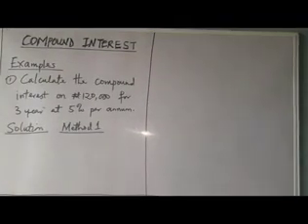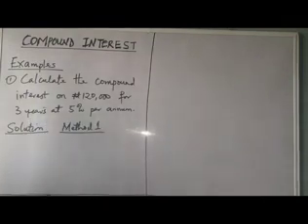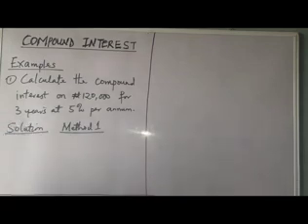Alright, this is the first example. Calculate the compound interest on 120,000 naira for 3 years at 5% per annum. So the first thing, we're going to have two methods. The first method is this. We are going to calculate it manually. So we do it year by year. That's what we're going to do.